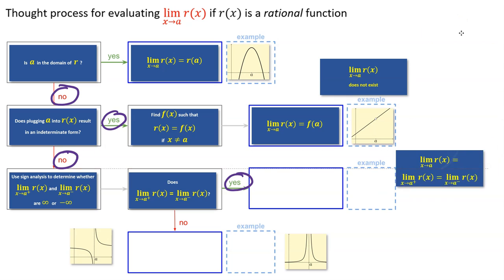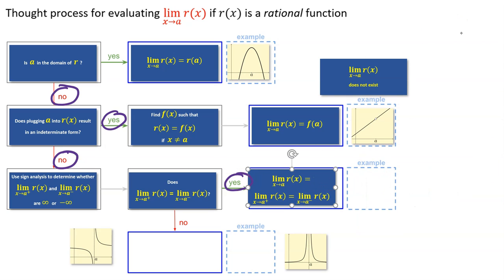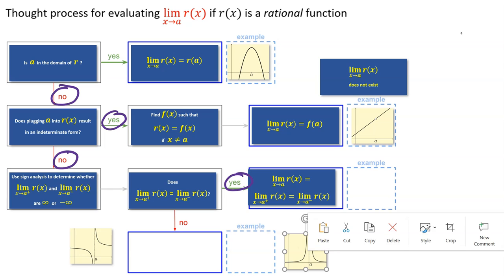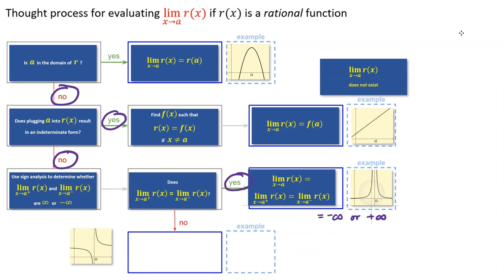So the two-sided limit was equal to the two one-sided limits. In our case, it was negative infinity, but it could be either negative infinity or positive infinity. Example 1 here is an example where both one-sided limits were positive.